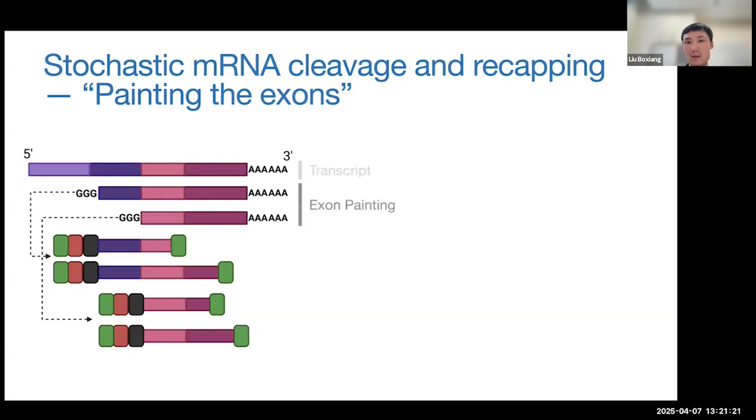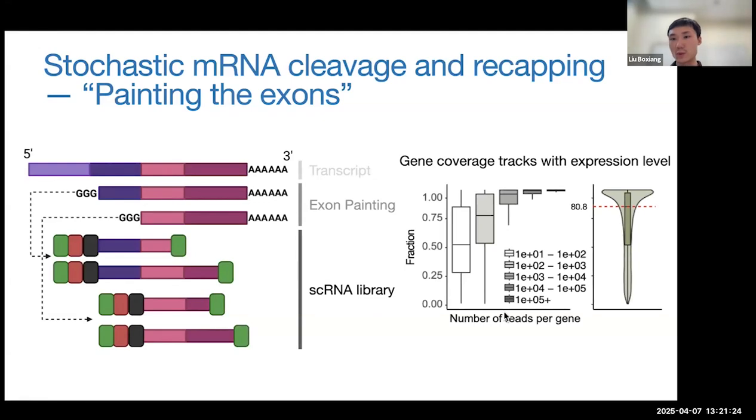So in total, we saw that there is a linear increase in the fraction of exons covered versus the number of reads per gene, right? So if the gene is highly expressed, then it's more likely for there to be exon pinning effect, and then the fraction of bases covered will be higher. So in total, we were able to cover around 81% of bases across all genes, which is much, much higher than we originally thought. Originally, perhaps we thought we can cover like 20 to 30% at the 5' end.